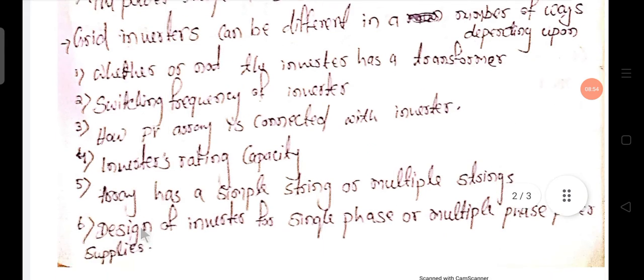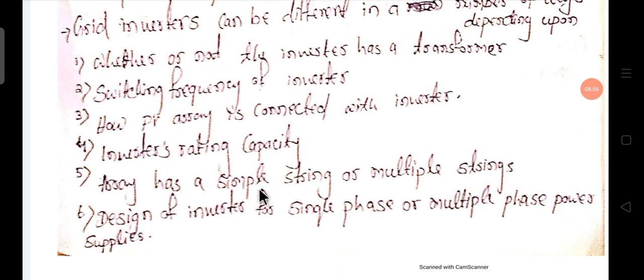Then whether the photovoltaic array has a single string or multiple strings is also considered for different inverters. Then the design of the inverter for single phase or multi phase power supply. So these points depend upon the types of inverters.